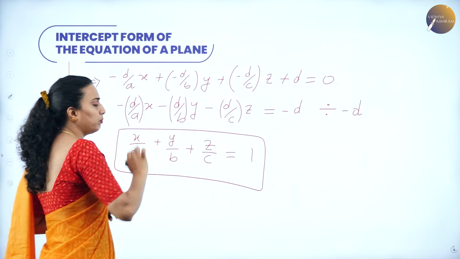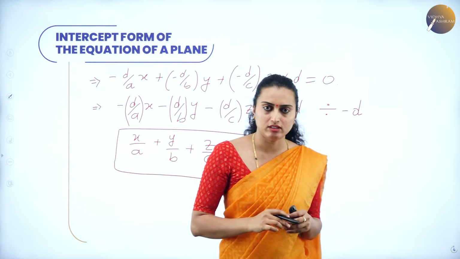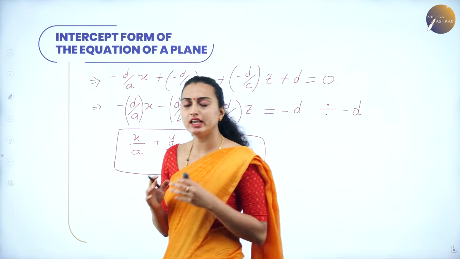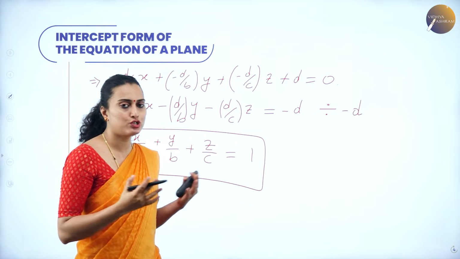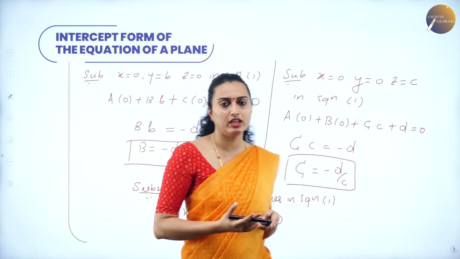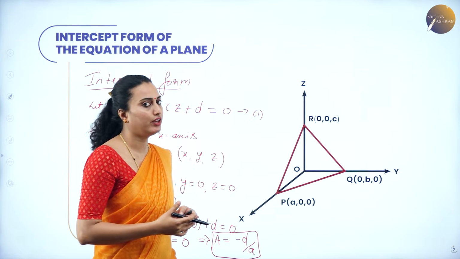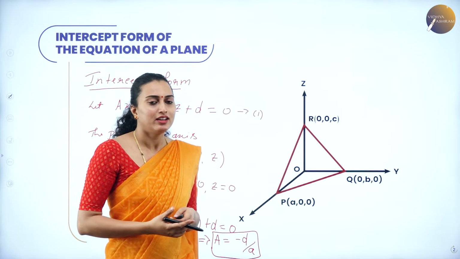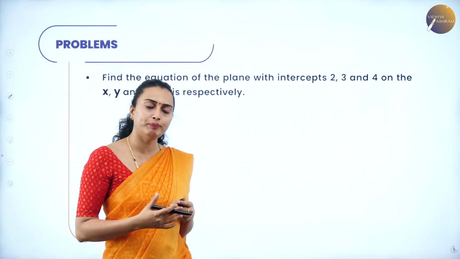So this is going to be known as the intercept form of the equation of a plane, that is x by a plus y by b plus z by c is equal to 1. That's it, dears. This derivation is very, very important, as well as the diagram part, and you are going to get an easier diagram. Now, based on this, dear students, we will be moving on to solving problems.